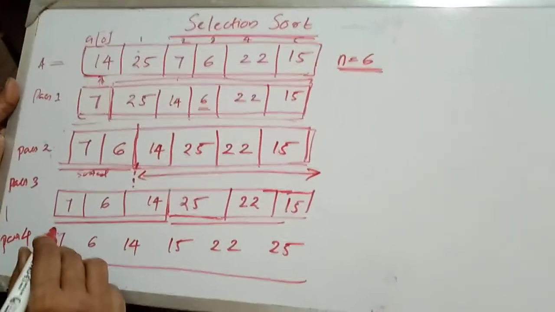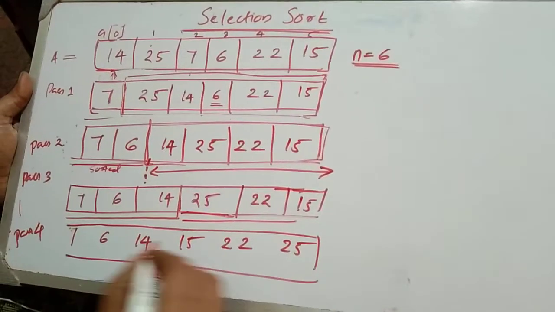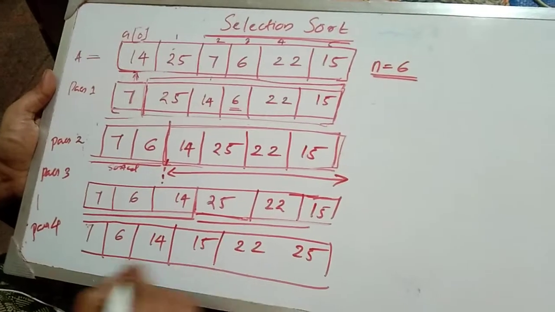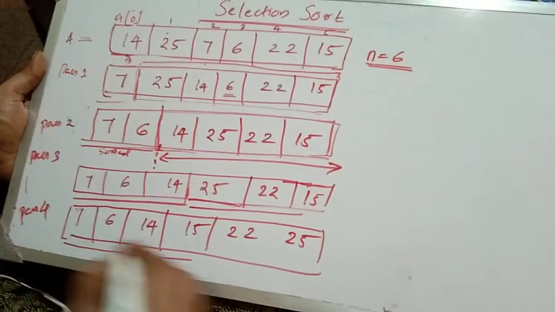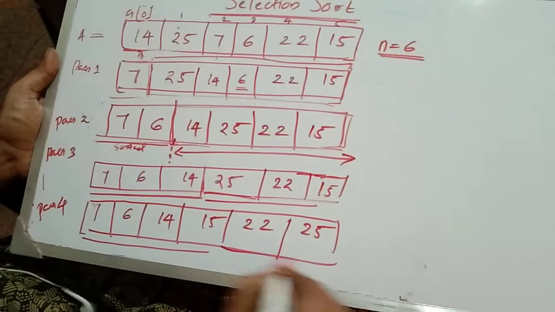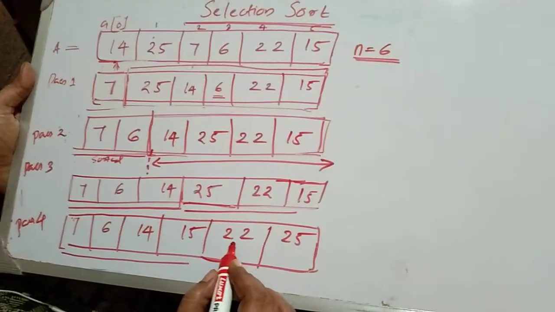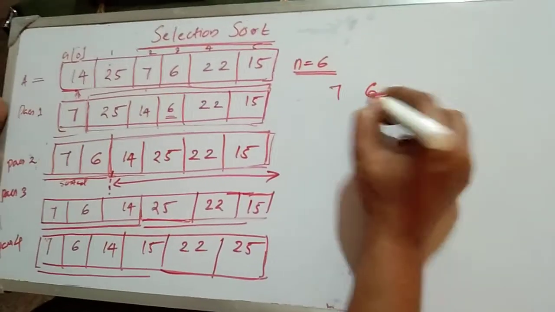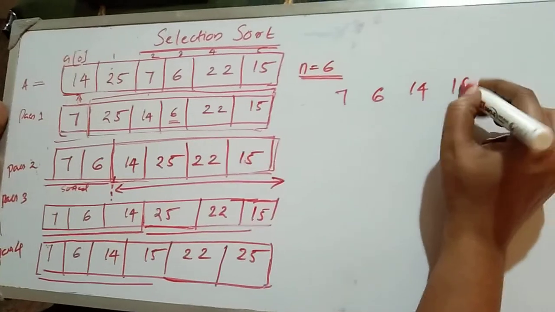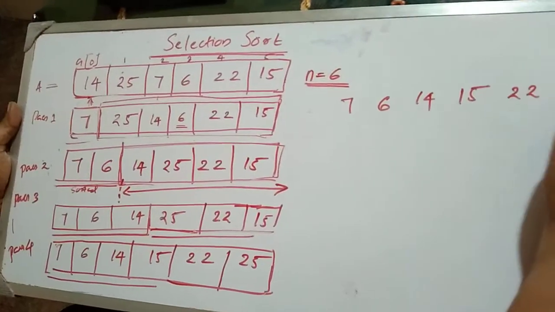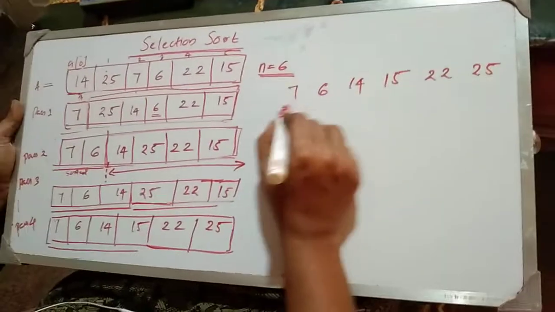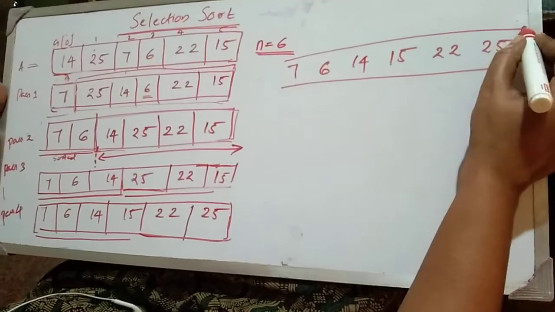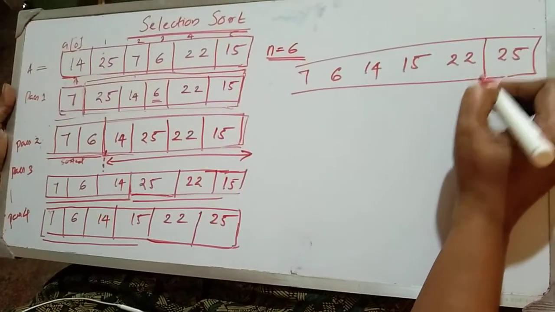Again we check the array. Up to 15 our array is the sorted subarray, and the rest is unsorted. Again we will check with 22 and 25. There is no change in this. So again 7, 6, 14, 15, 22 and 25. Up to this much is our sorted subarray.